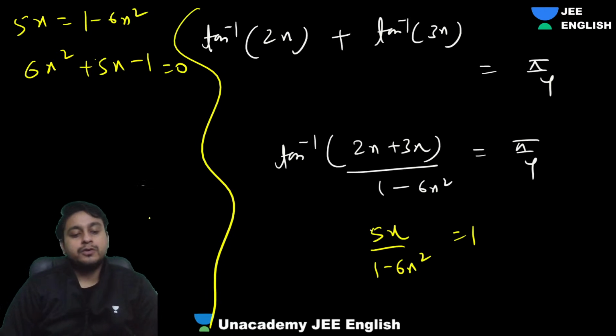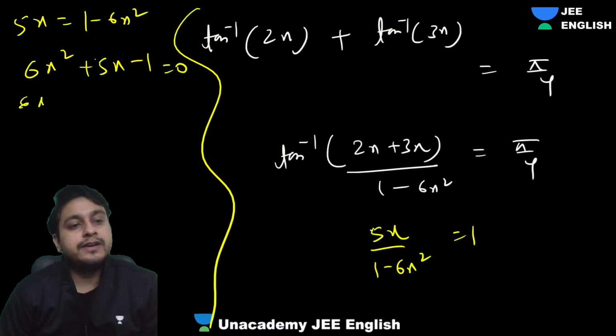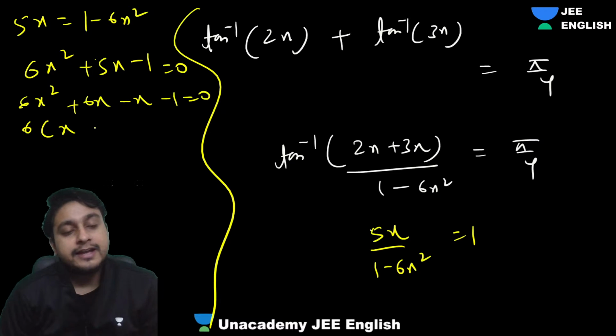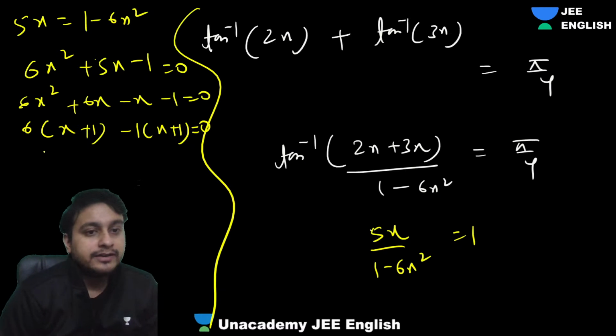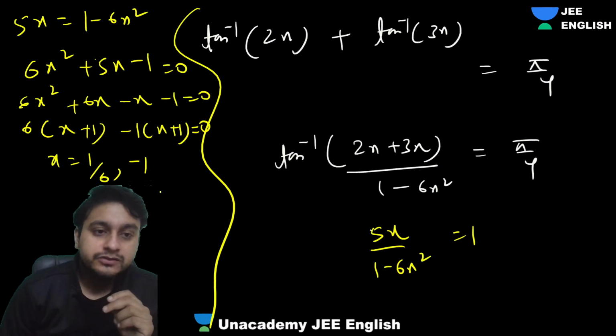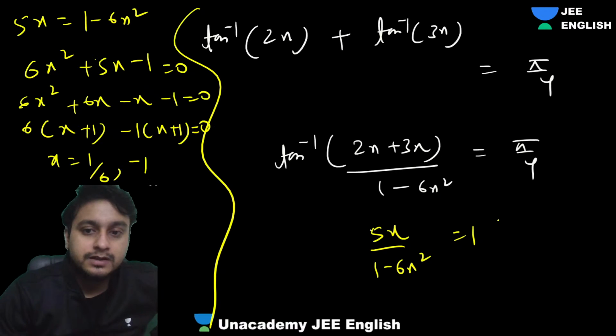Yes. So what will we get? Tell me. Is it factorizable? Yes, very much. This will be 6x square plus 6x minus x minus 1 equals 0. We'll get 6x into x plus 1 minus 1 into x plus 1 equal to 0. So tell me why here we are getting x equals 1 by 6 and minus 1, right? So why are there not two answers? Why only one answer? Tell me.